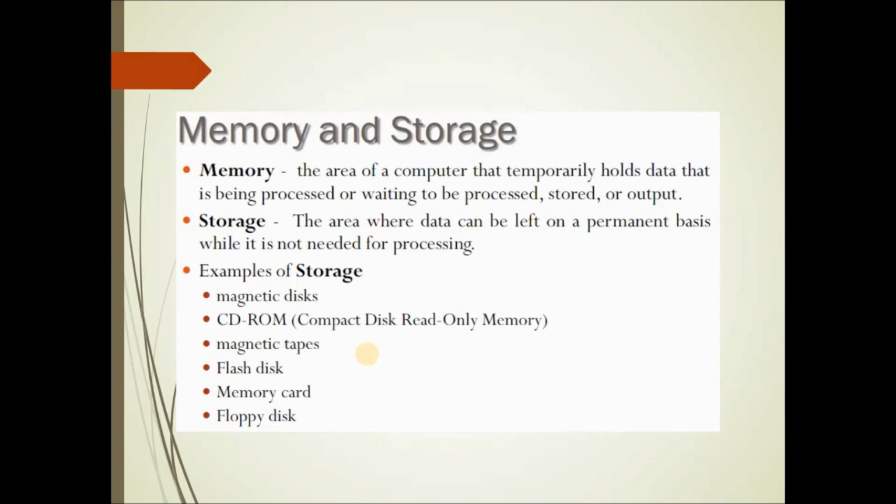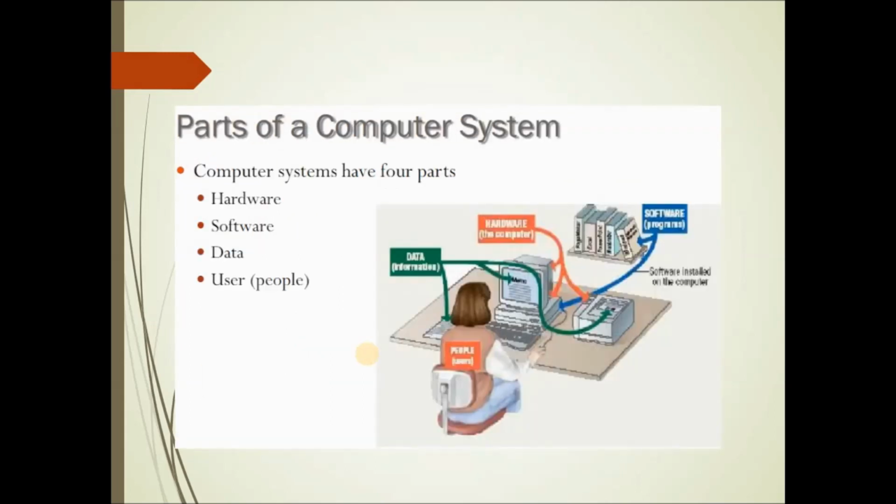Primarily it is shown as memory. After that, when you are going to store permanently, that is called storage here. So directly you can say that there is a place where we can store data either temporarily or permanently. Where we store permanently is known as storage. Examples of storage are magnetic disk, CD-ROM, magnetic tapes, flash disk, memory card, floppy disk. These are the secondary storage. I have also given the memory classification here.